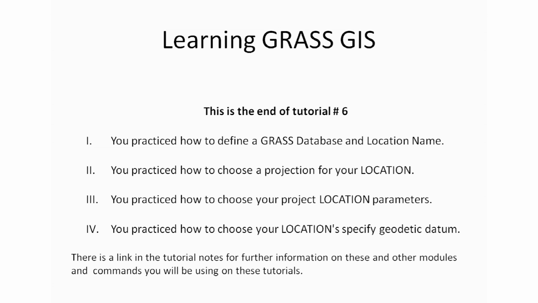This is the end of tutorial number 6. You practiced how to define a GRASS database and location name. You also practiced how to choose a project for your location, the projection for your location. You also practiced how to choose your project location parameters. And finally, you practiced how to choose your location-specific geodetic datum.